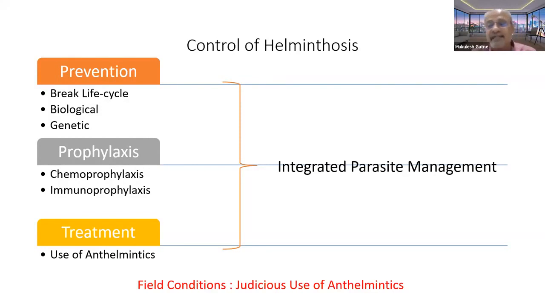Then there are certain natural enemies of the free living stages of these parasites, which can be used for biological control of these parasites, like the nematophagous fungi. Then genetic control is also possible. In prophylaxis, there is chemoprophylaxis by using anthelmintics, but it should be used very scientifically, strategically, judiciously.